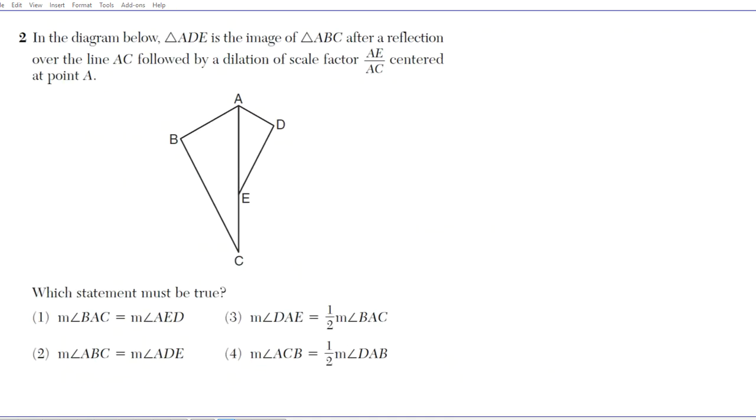Okay, let's take a look at question 2. It reads, in the diagram below, triangle ADE is the image of triangle ABC. So we have ADE here. This is the image of this other triangle right here, as you can see. How did that happen? Well, after a reflection over the line AC, followed by a dilation of a scale factor AE over AC centered at point A.